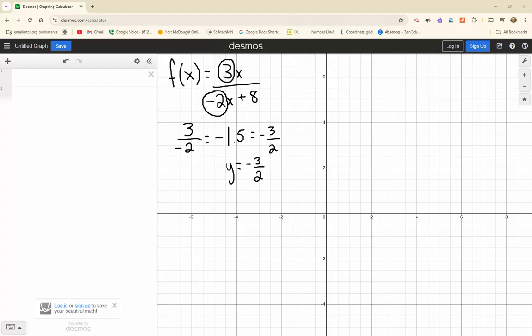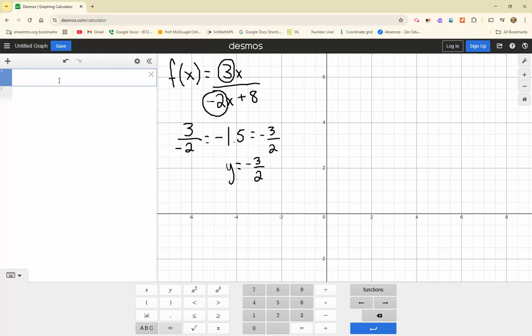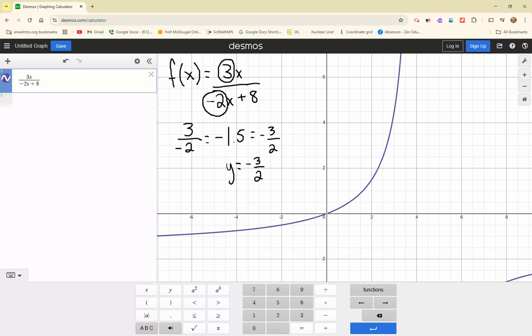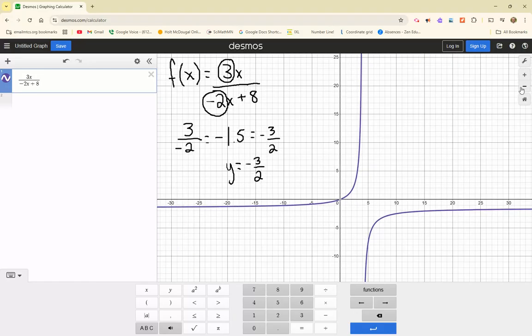So if we graph this in Desmos, just to see how this works visually, we can go ahead and click into our box here. In order to get the rational function, we hit the division button, and we're just going to enter in our numerator, 3x, and you can just arrow down to the denominator. We're going to enter in -2x plus 8. And so you can see if we zoom out here, here is our rational function graphed. And then you can see our horizontal asymptote is going to be this line that runs right along here.